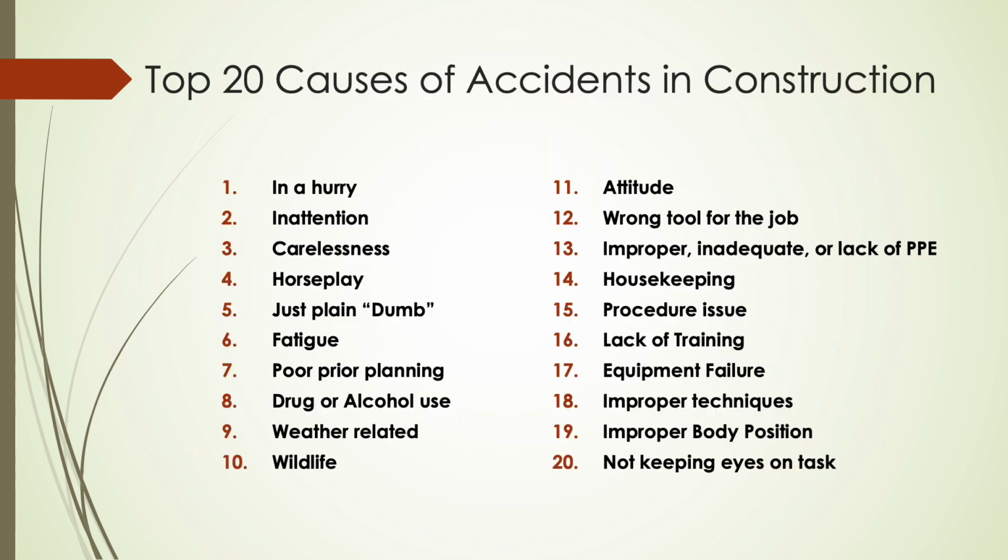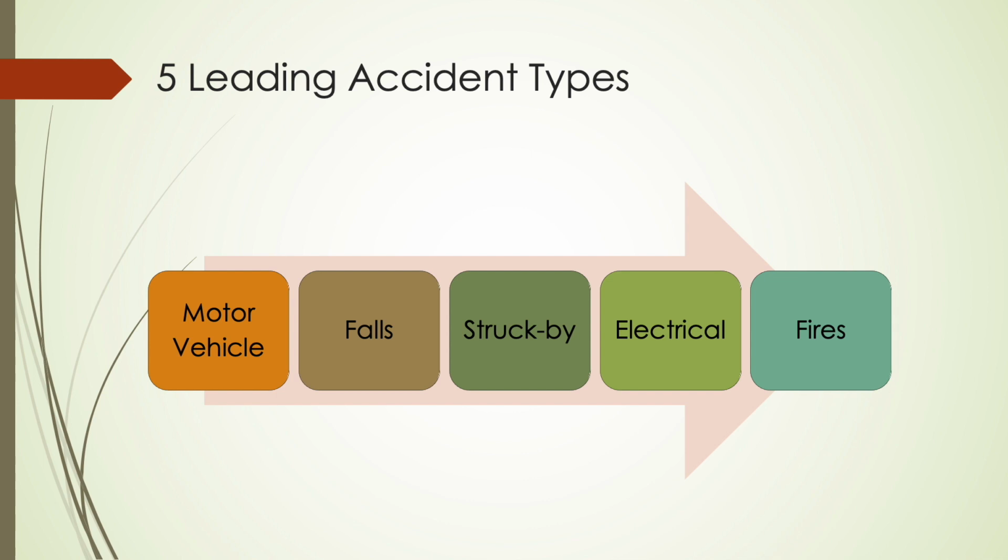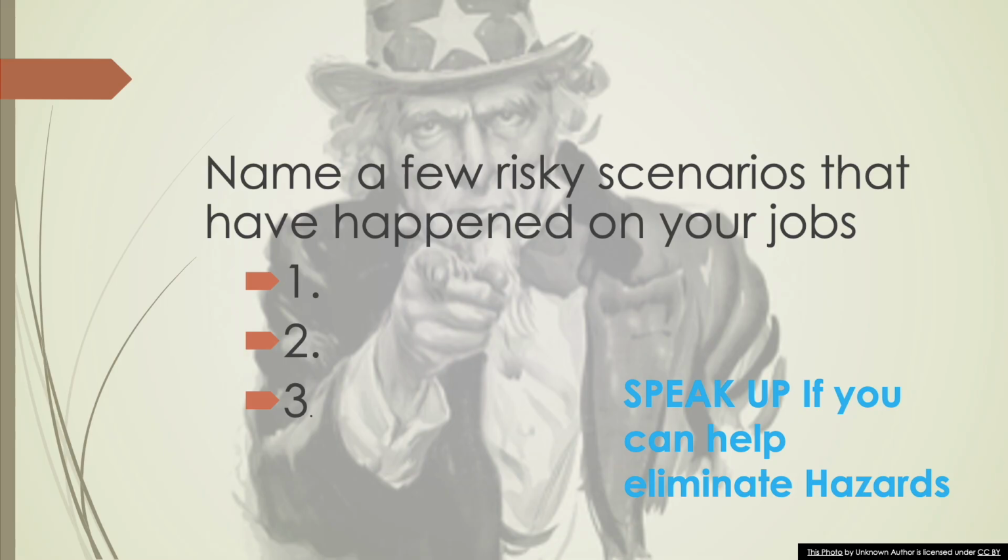Some of the causes of accidents on construction sites can be linked to being in a hurry, inattentive, poor planning, or a lack of training. To add to that, here are the top 20 causes of accidents in construction. Five of the leading accident types are motor vehicle, fall, struck by, electrical, or fire. Take a moment and name a few risky scenarios that have happened on your job sites. Always remember to speak up if you can help eliminate hazards.